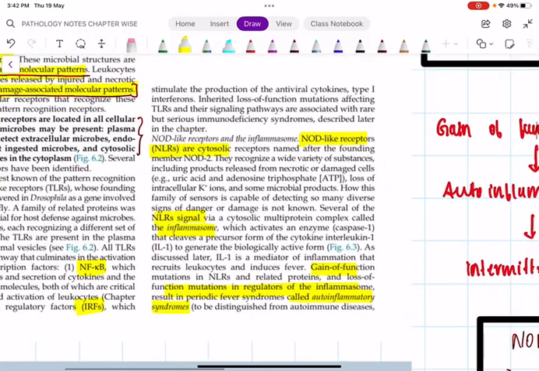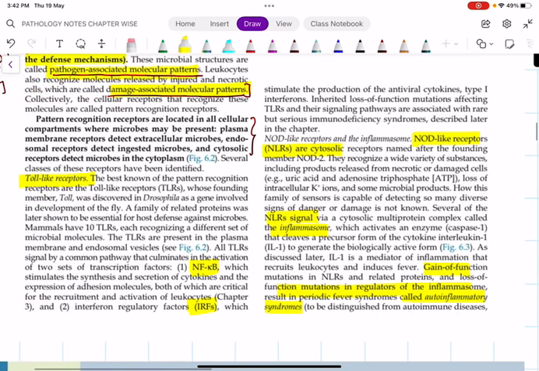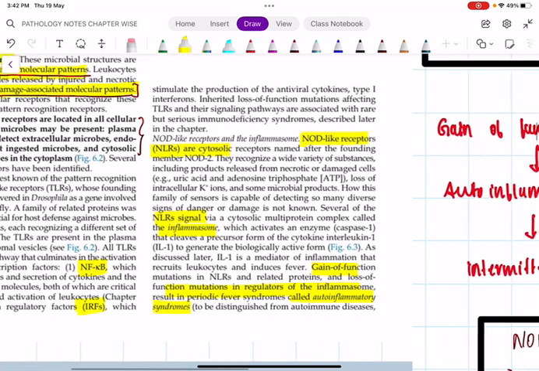Now let us see about NOD-like receptors. So one class of pattern recognition receptors is the toll-like receptors. Next is what we call NOD-like receptors. These NOD-like receptors are cytosolic receptors. I told you these receptors may be present anywhere. So NOD-like receptors are cytosolic receptors, that means they are present within the cytoplasm.